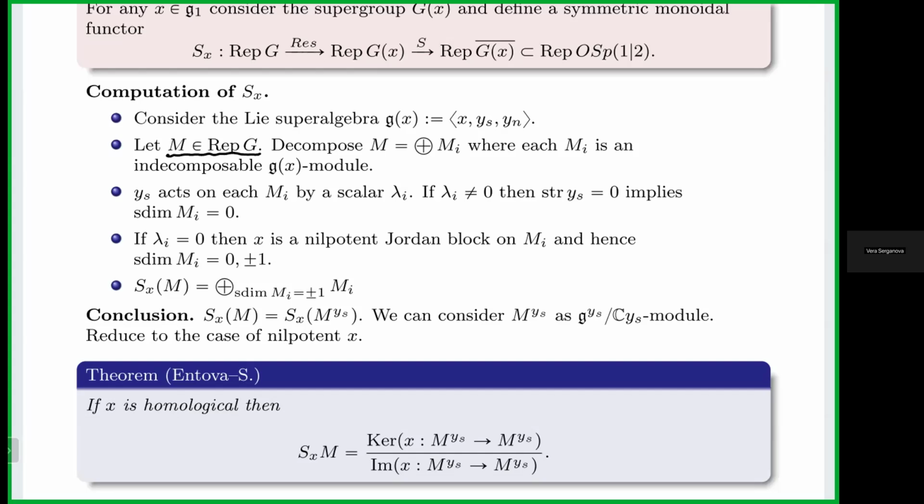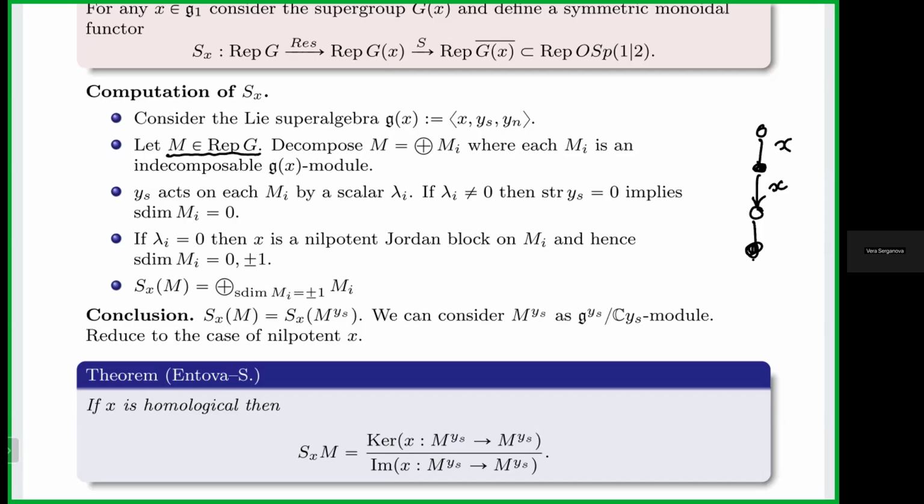And if the scalar is not 0, then the super trace of Y is 0, since Y is a commutator of x and x. So it automatically implies that the superdimension of Mi is 0 if lambda i is not zero. If lambda i is zero, then x is a nilpotent Jordan block. And we have three possibilities, as before, but we can have something like this as well. So we look at how x is acting. This is just x of x. If I start with an even vector and I get odd, even, odd, we can have superdimension 0, 1, and minus 1.